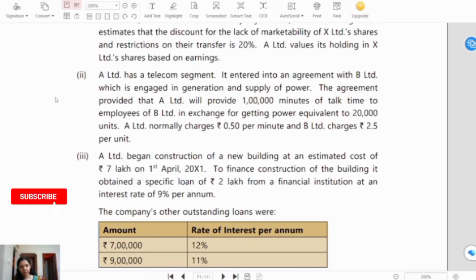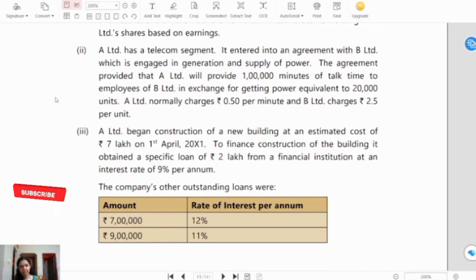Issue number 2. A Limited has a telecom segment. It entered into an agreement with B Limited, which is engaged in generation and supply of power. The agreement provided that A Limited will provide 1 lakh minutes of talk time to employees of B Limited in exchange for getting power equivalent to 20,000 units. A Limited normally charges 50 paisa per minute and B Limited charges rupees 2.5 per unit.